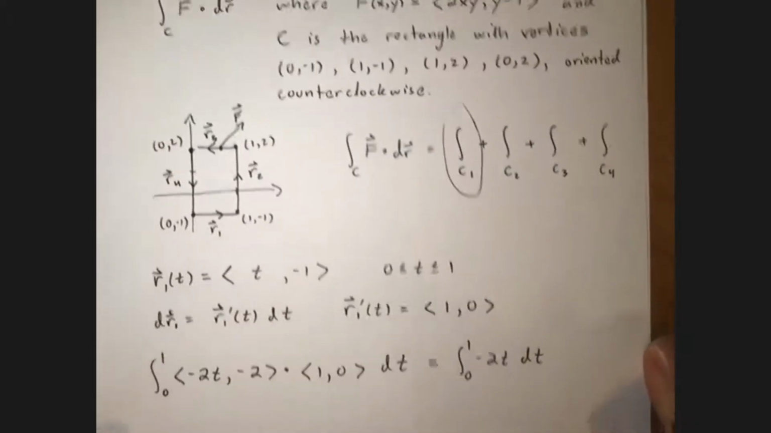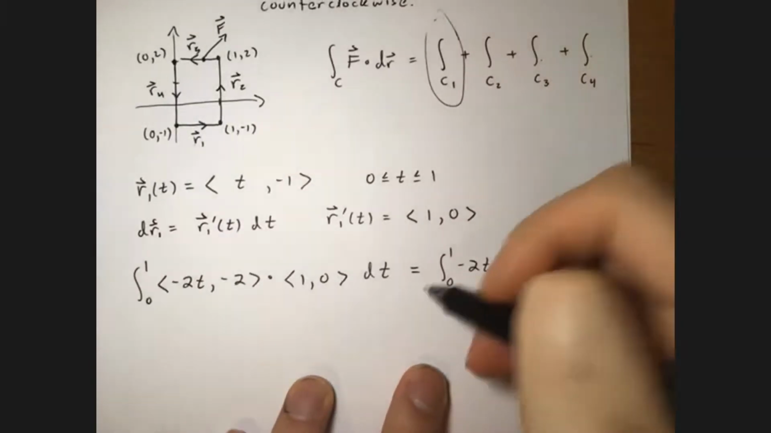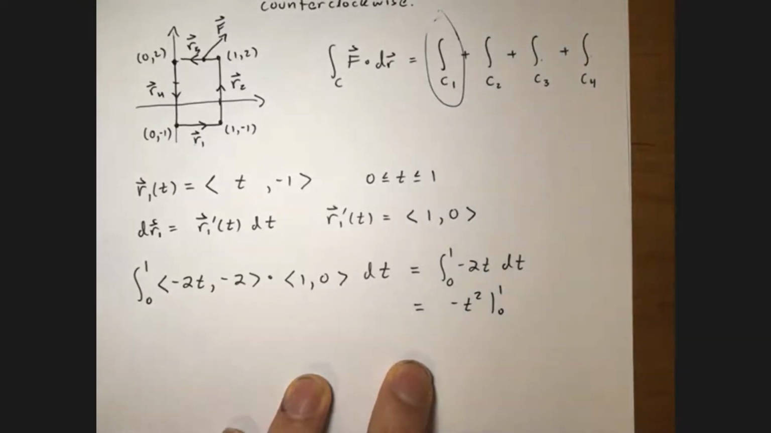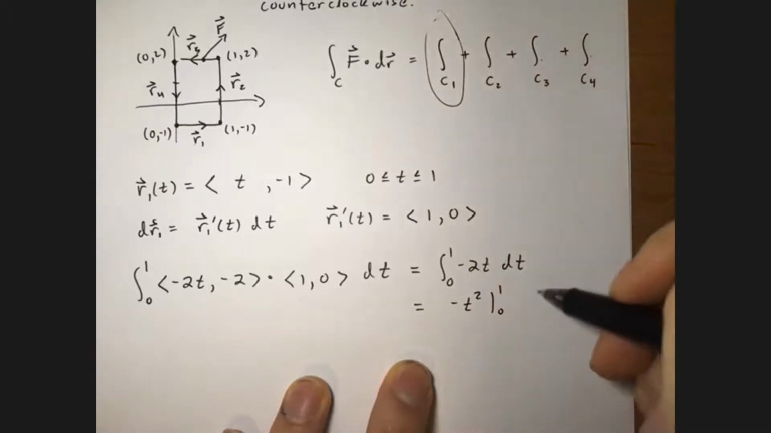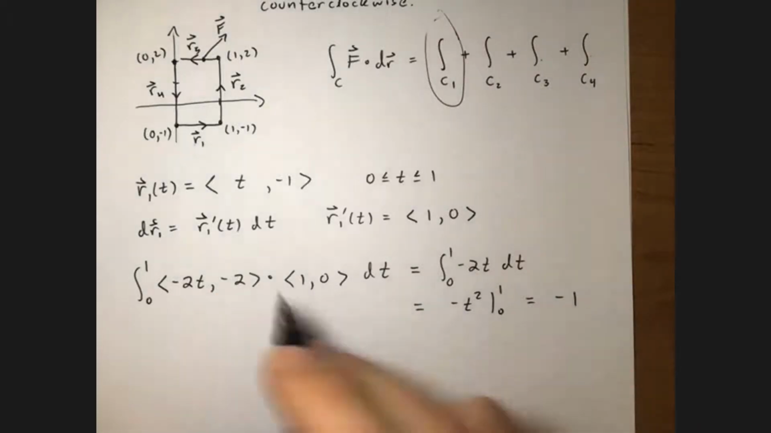Right? And that's just -t squared evaluated from 0 to 1 when I anti-differentiate. And so the answer here is -1. So what we're saying is overall, we're experiencing a negative influence of force on that curve. In other words, the force is pointing more in the opposite direction of our motion than the direction of our motion. Okay. Now let's do R2.